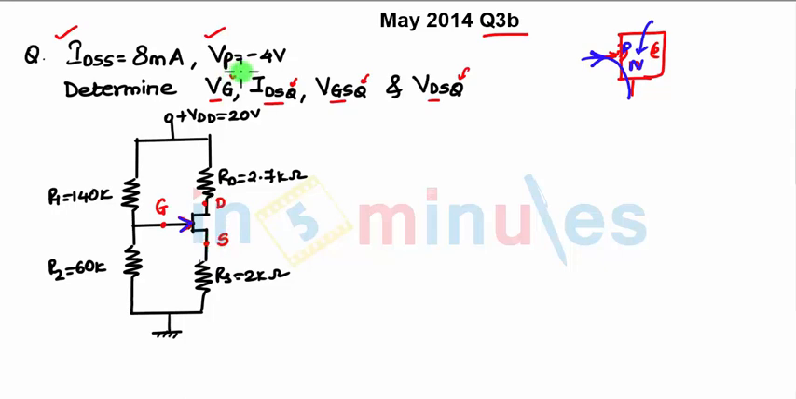Now they have told us to find the voltage at the gate, that is voltage between this point and ground. So that means we need to find voltage across this resistance. So how we are going to find VG? VG will be R2 upon R1 plus R2 into VDD.